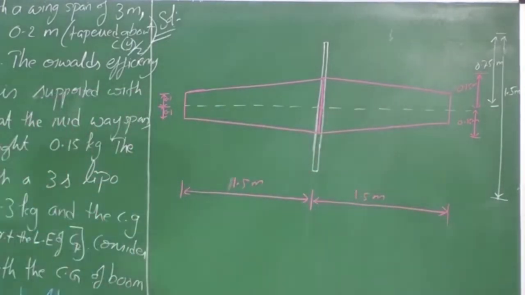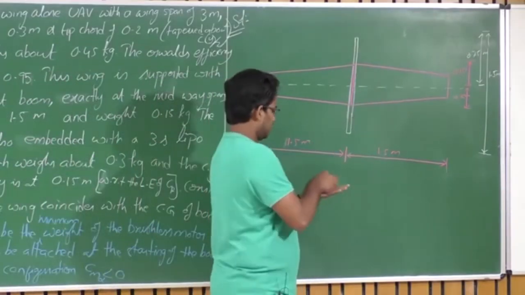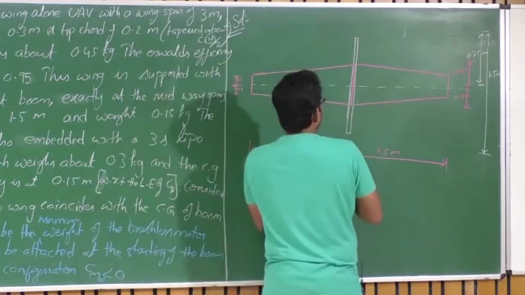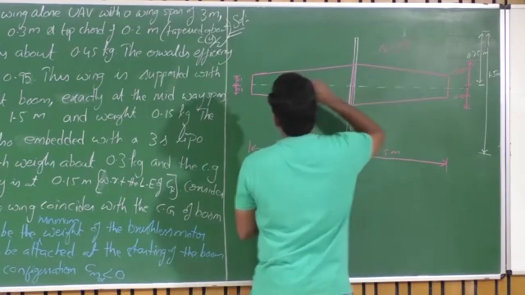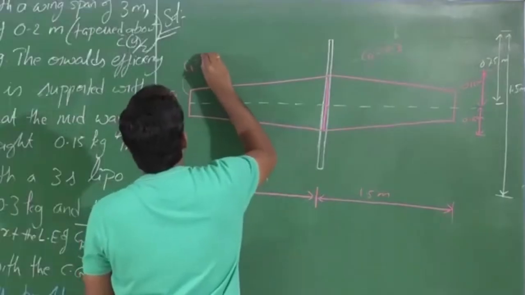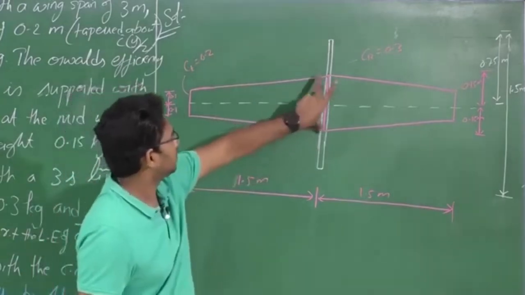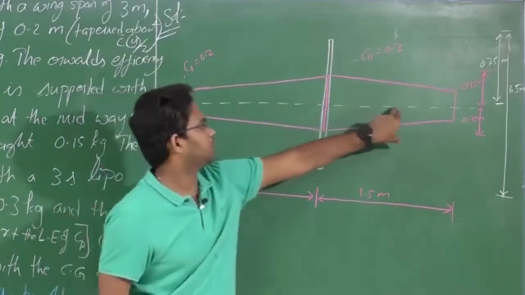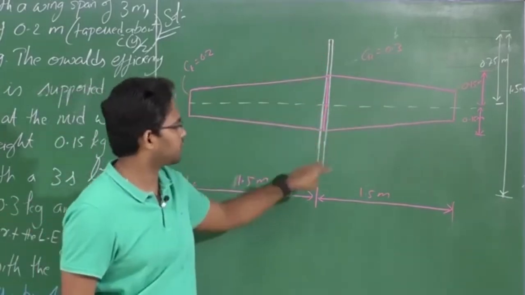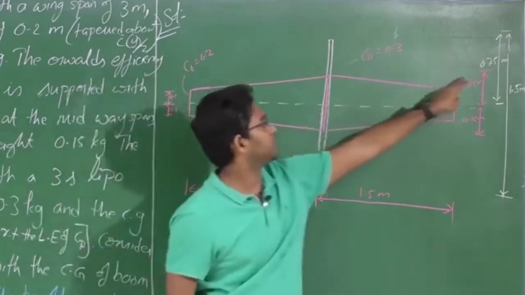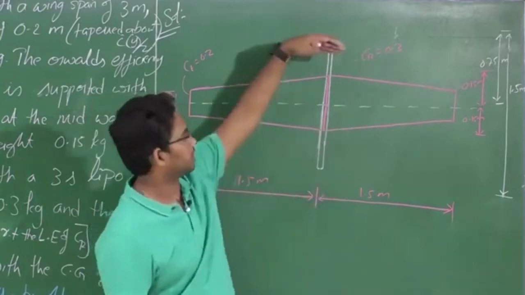Okay, make sense? Now I have the root chord here, CR. This entire part is my root chord, so the entire part is CR, which is 0.3, and CT, which is 0.2 from the given data. The CG of this lies at the midpoint of the root chord, right? And it coincides with the mid CG of this boom, which is at 0.75 meters with respect to the starting of this boom, with respect to the mouth of the boom, you can say here.